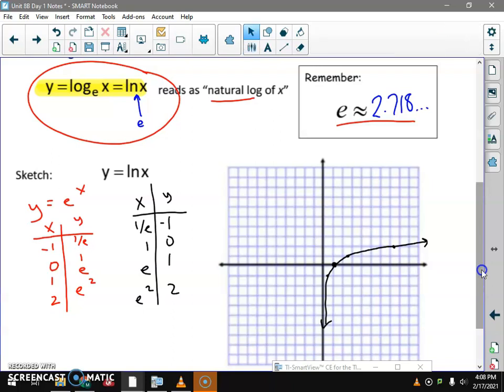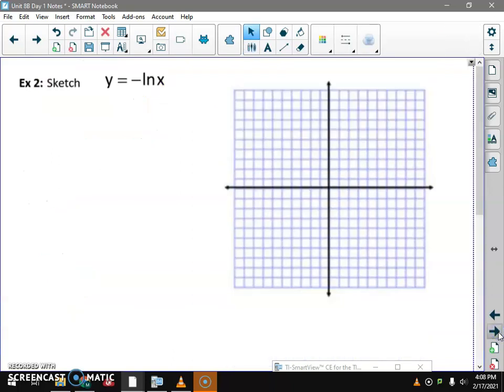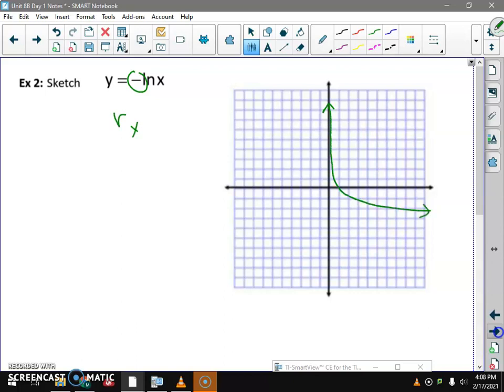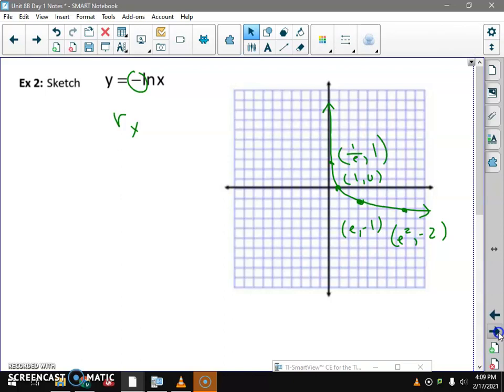And then if we took this last one, just a real quick reflection, what happens with a negative out here? It reflects over the x-axis. So we're going to take the same thing that we just did, and we're going to plot those points. I didn't do it to scale on purpose. e squared, negative 2; e, negative 1; 1, 0; and 1 over e, positive 1, because it reflects over the x-axis.